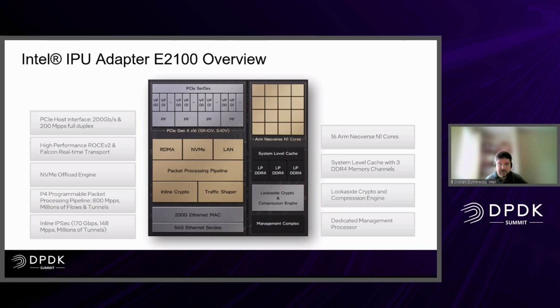Now on the right hand side here, we have an array of ARM cores. We have 16 ARM Neoverse N1 cores, and we can look at this as the compute part of the platform. And obviously we have DDR for memory, with 3 DDR channels, and many other engines like inline crypto or look-aside crypto, and many others that we could use, but we are not going to focus on these today.